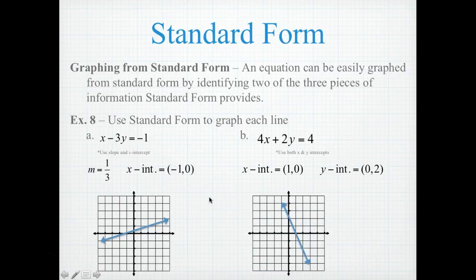both of those coordinates. So standard form provides a little bit more flexibility because it produces, without very much work, 3 pieces of information. And if we can identify 2 of those pieces of information, then we can graph the line.